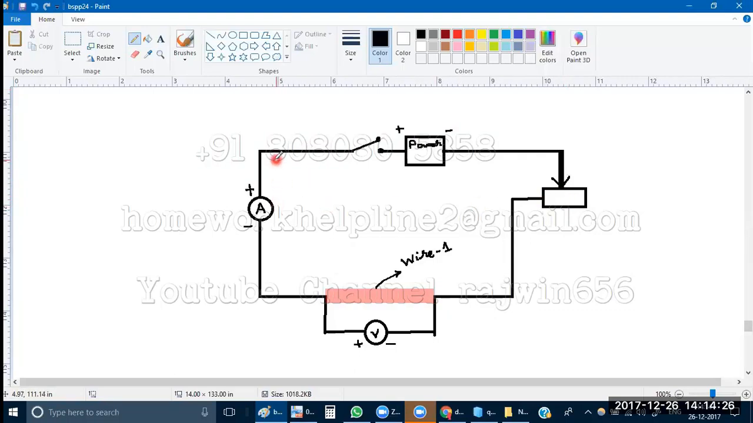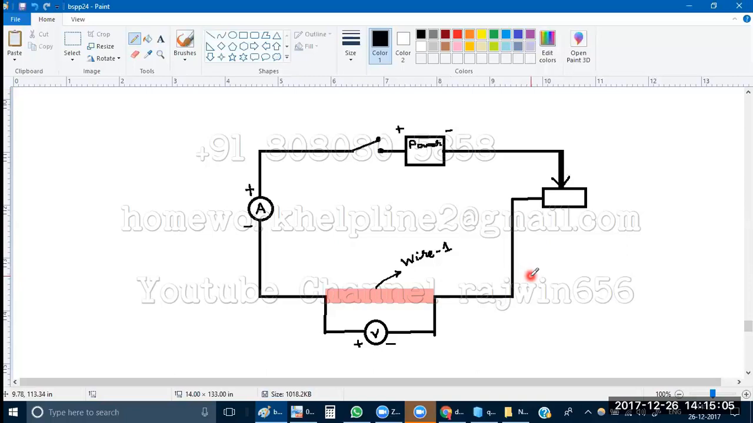So we are going to keep the value of the current constant. We are going to record the potential difference across that wire for the same current. And then V upon I is going to give you the resistance of this wire, and then obviously afterwards we are going to repeat these experiments with the wires of different materials. We'll keep the current again constant, we'll record the voltage, and then we'll find the resistance by using the formula V upon I.